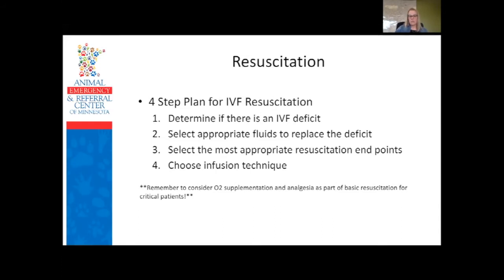I will just add a plug here too. When you're stabilizing your patient with IV fluid resuscitation, again, look at the big picture. Maybe this patient is going to need some oxygen as part of its stabilization, as well as some analgesia as part of that basic resuscitation package for your critical patients, to set you up for the most success.